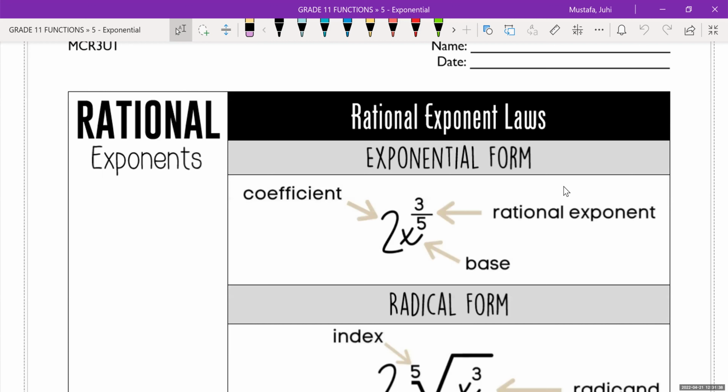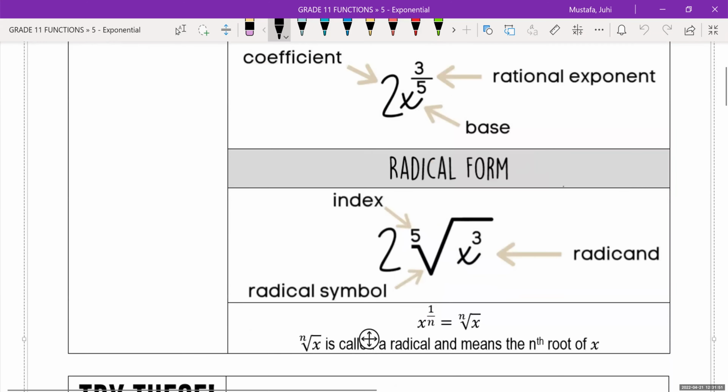We still have a base and the exponent is still called an exponent, except this time all of them are going to be fractions. And then we can have a big number in the front and that's still called a coefficient. We are going to learn to write our rational exponents in two different ways.